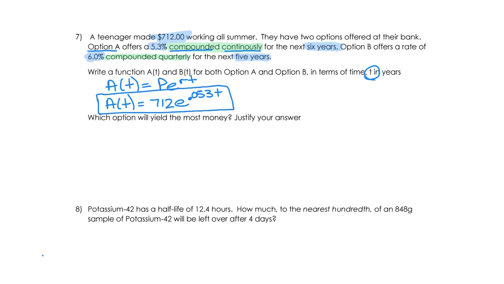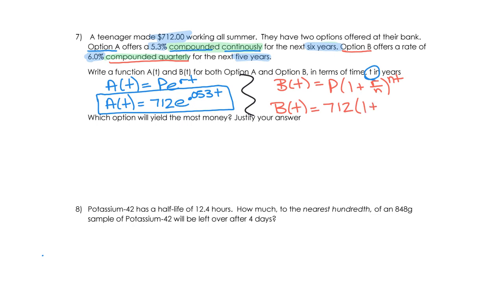Okay. For option B, they want us to use B of T equals. However, this one's for compounding quarterly for option B. And so that's a different formula. That's our P in parentheses 1 plus R divided by N raised to the NT. So we'll keep this as B of T. Our P value is still 712. Still what we're putting in, and then this would be 1 plus our rate.